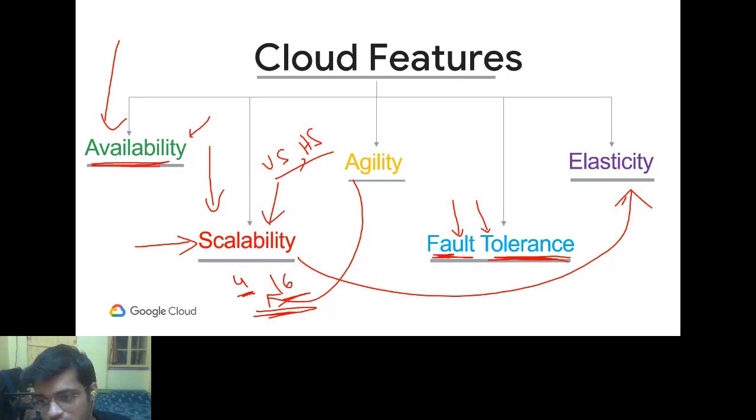Fault tolerance and elasticity. Fault tolerance means that if my machine has some problem, some code went wrong, or some sort of a problem is happening, some database is not working, still my machine will go on. Let's see.